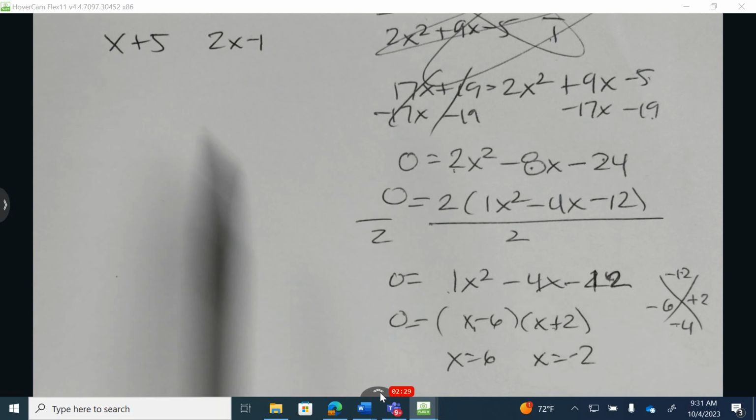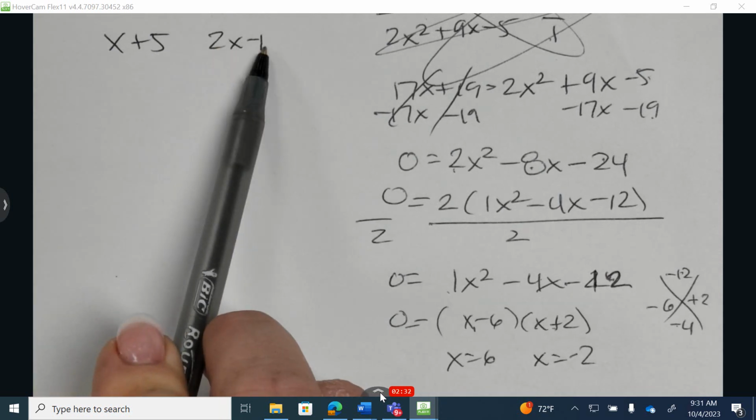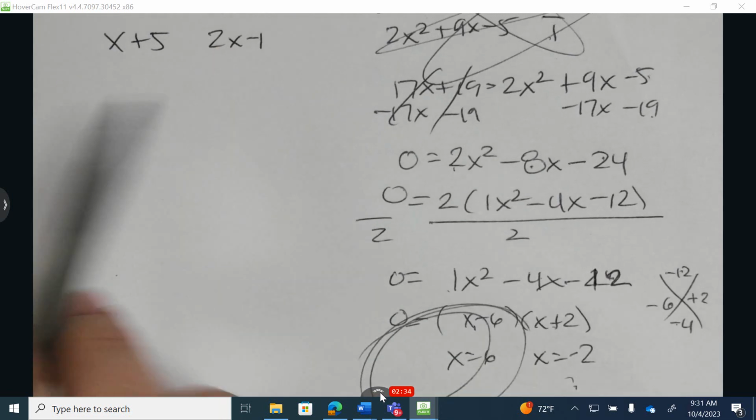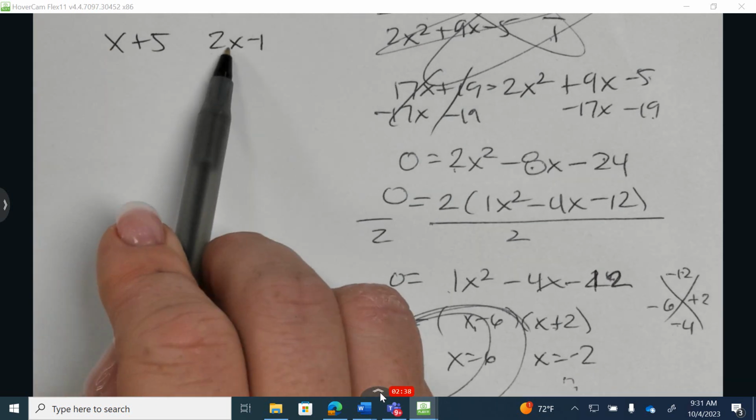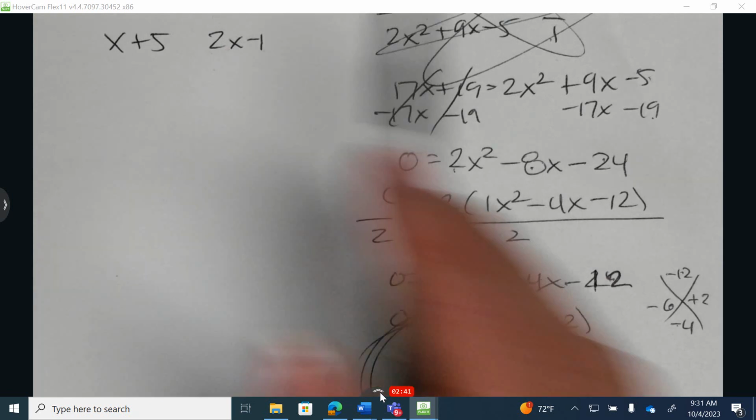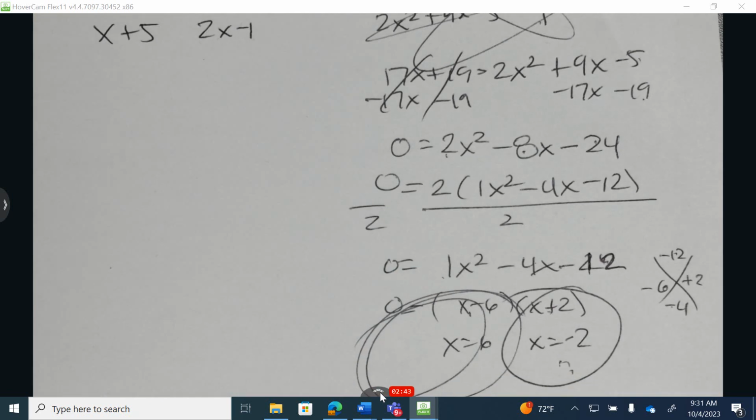6 plus 5 is 11. It's not 0. 12 minus 1, it's not 0. This works. Let's try negative 2. Negative 2 plus 5, it's not 0. 2 times negative 2 is negative 4. Negative 4 minus 1, it's not 0. So I have 2 answers of 6 and negative 2.